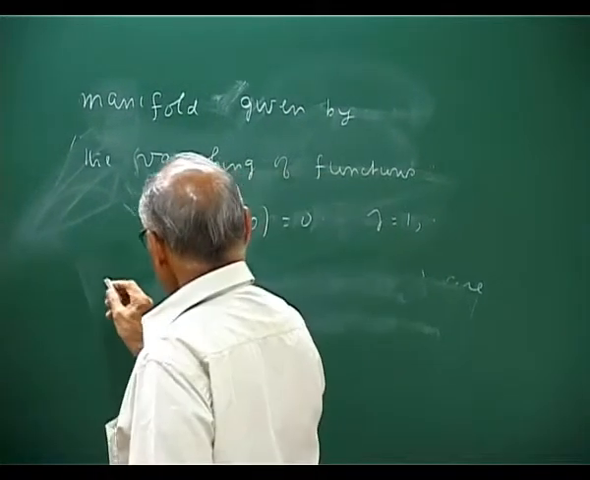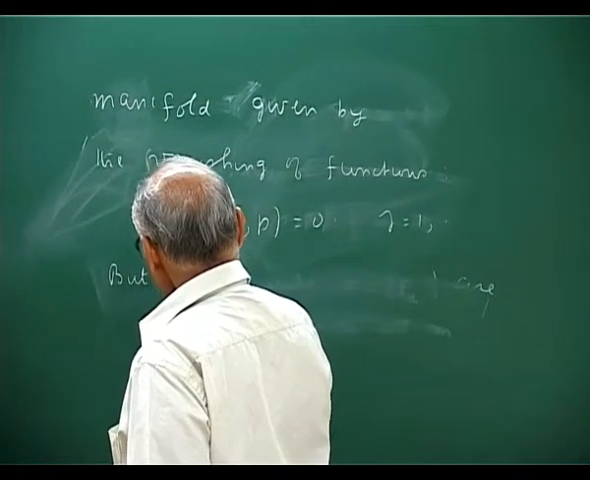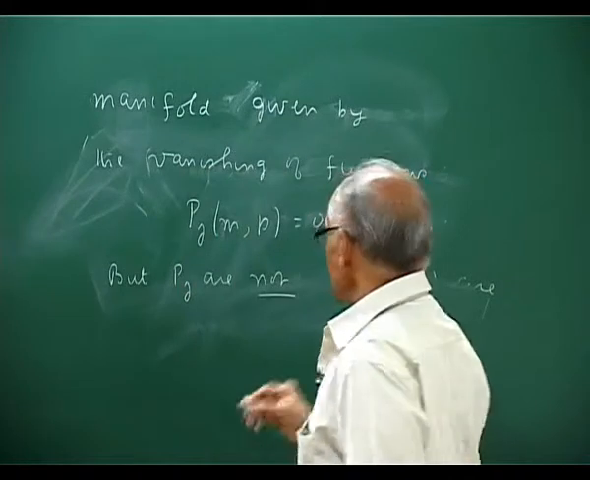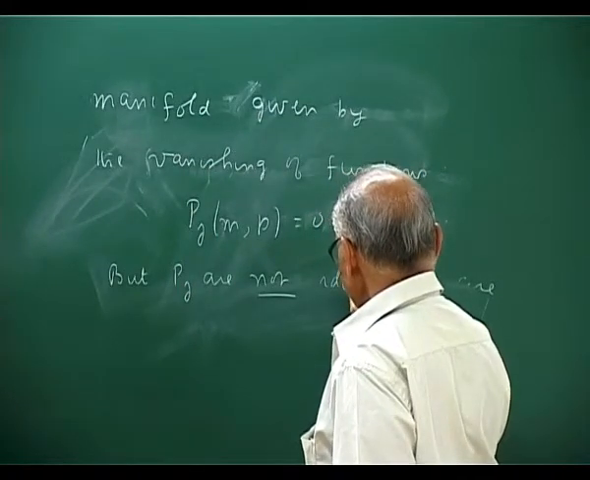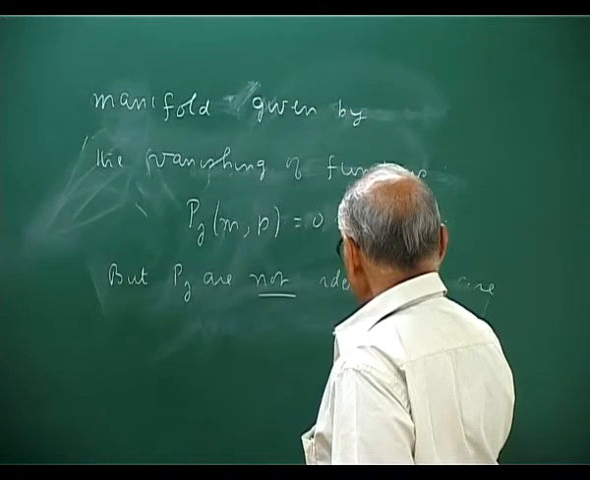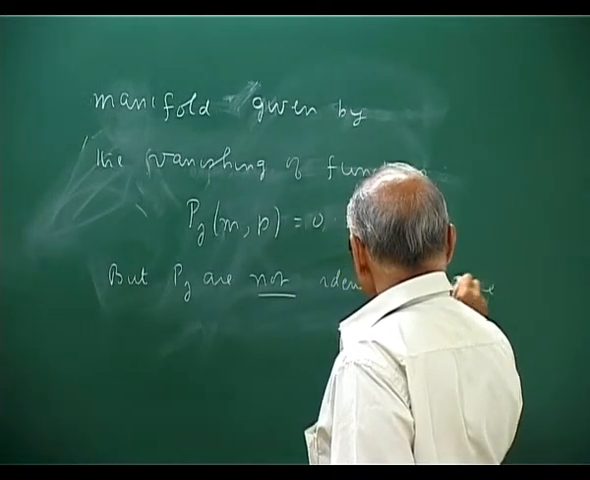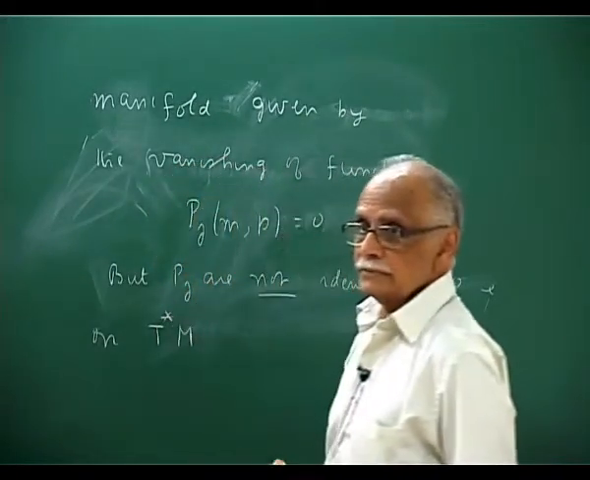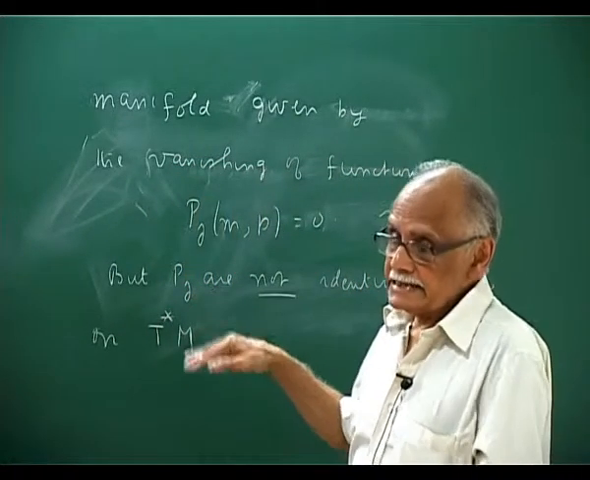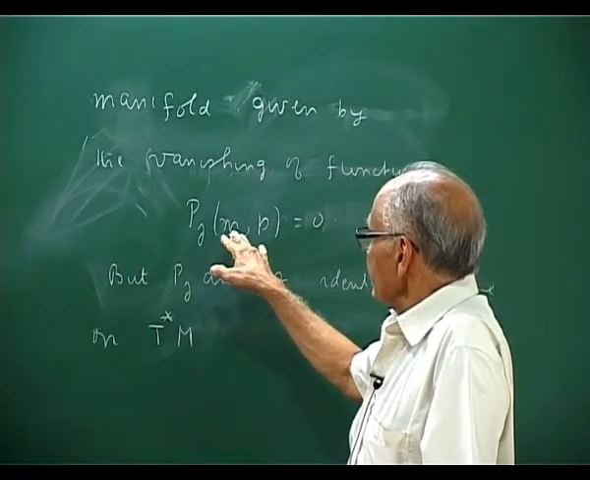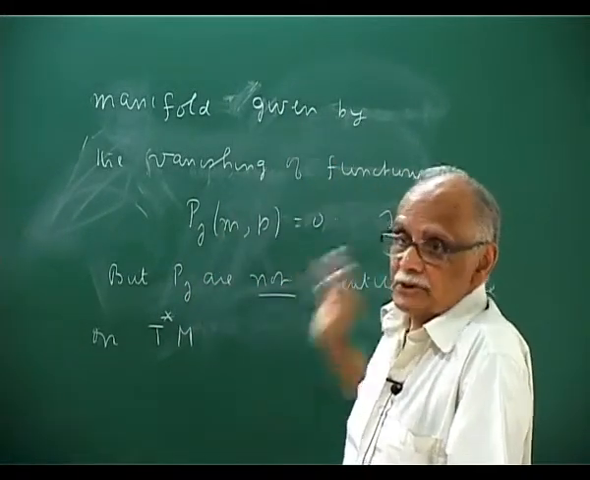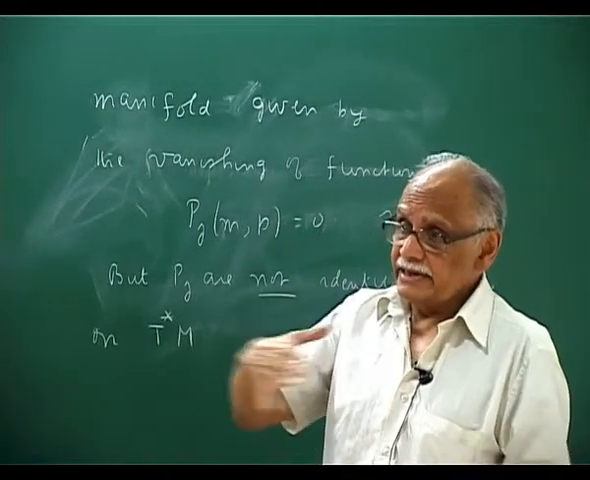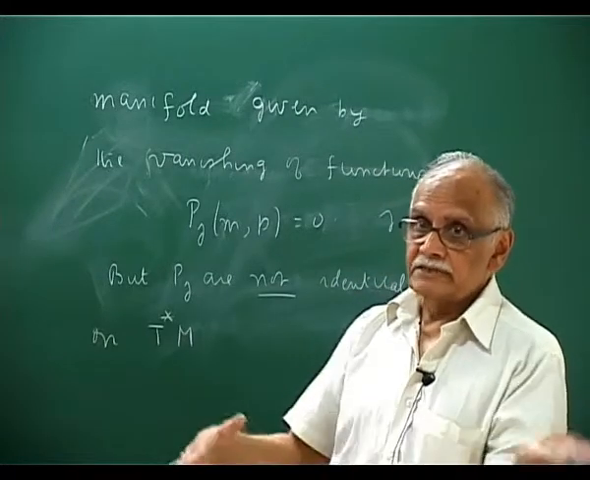The statement is that the Tj are not identically 0 on this full T star m. It's not that T is simply the zero function. It could be something like m squared plus p cubed, or m squared minus p cubed. And the level set where it is vanishing is giving you the submanifold which is coming from the Lagrangian.